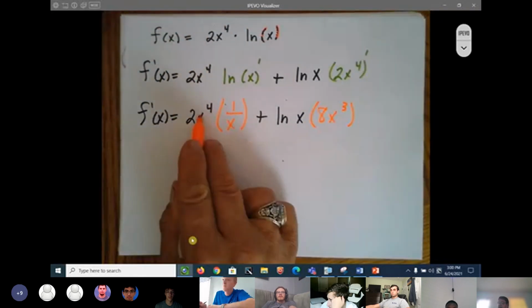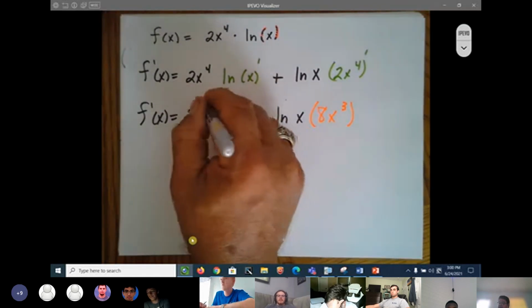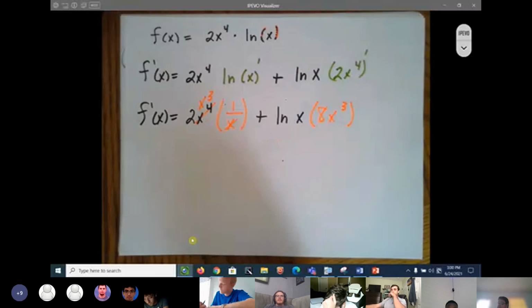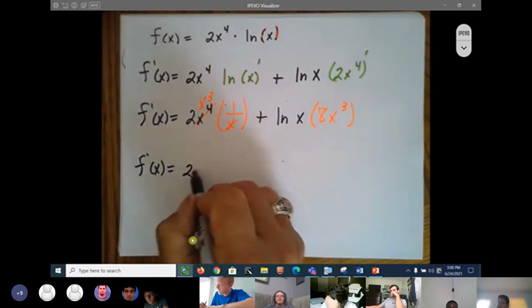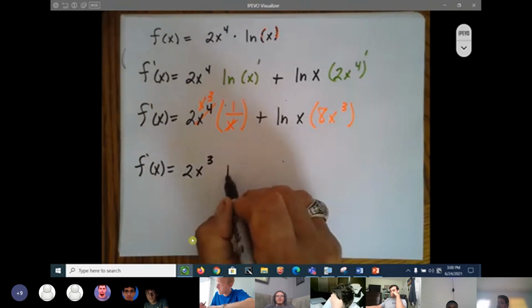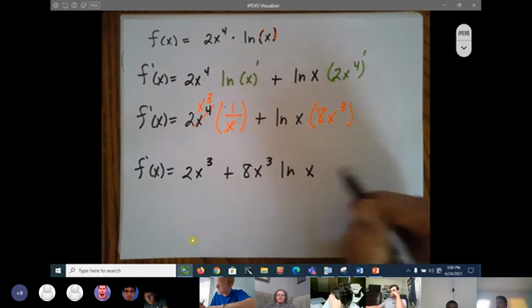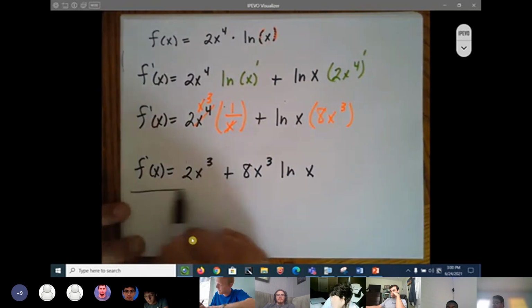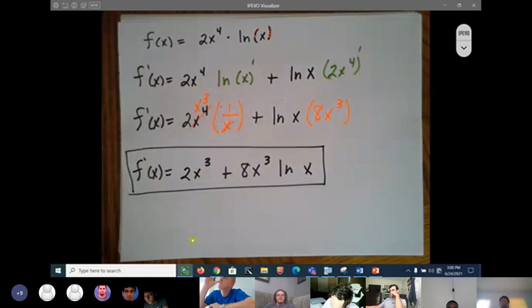And that x will cancel with that. Make that a cube. And that 8x can come out front. So I got f prime of x is equal to 2x cubed plus 8x cubed natural log of x. Now you could factor out a 2x cubed. I don't know if they're going to do that, but you could.